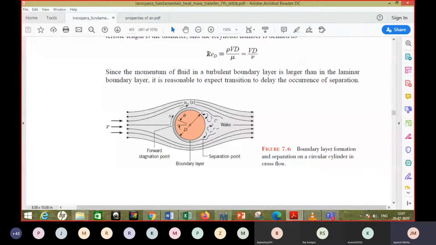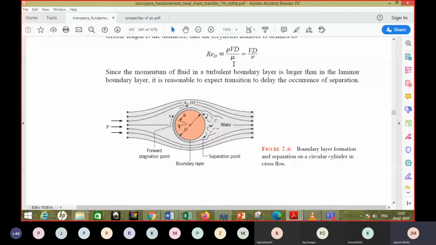Now when we talk about the Reynolds number, in the case of a plate it was L, the length of the plate. The characteristic dimension was the length of the plate. But here, as you can see, the characteristic dimension is the diameter of the cylinder. So while finding the Reynolds number, you will use the diameter of the cylinder as the characteristic dimension. That's the difference between the definition of Reynolds number for a flat plate and for flow over a cylinder.